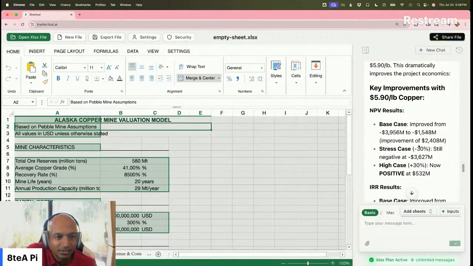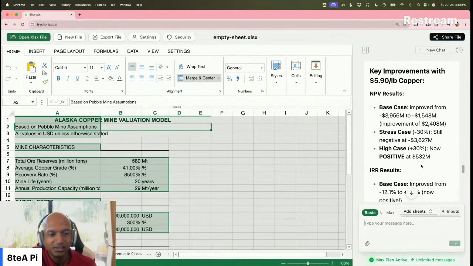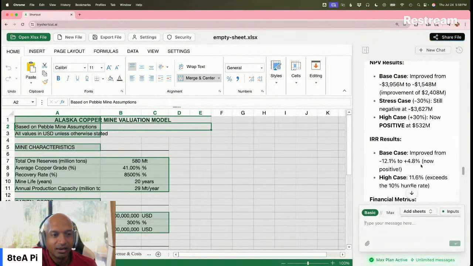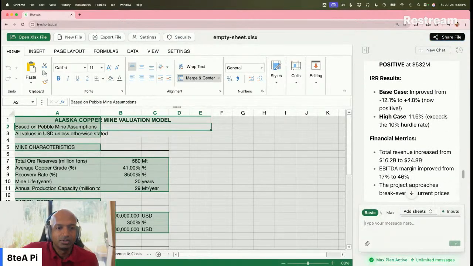So the base case improved from minus 3.9 to minus 1.5. Stress case, minus 30%, still negative. High case, plus 30%. Now positive at 532 million. Wow, we're actually making money. Base case IRR improved from minus 12.4, high case to 11, exceeds the 10% hurdle rate. Wow.